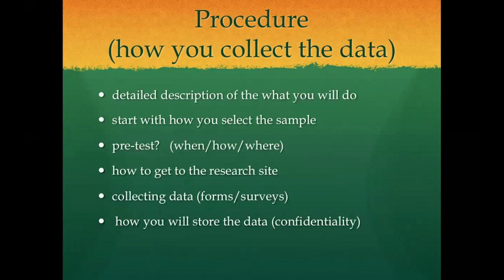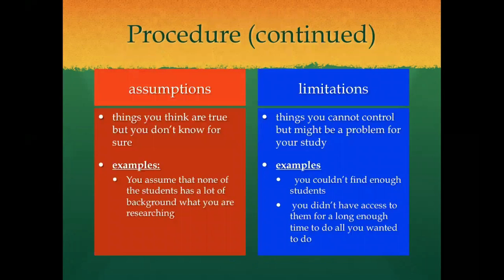The thing you need to look out for when you do your procedure is your assumptions and your limitations. So when you do a research group, you need to be careful that there are things that you think are true, but you don't know for sure. So for example, you may assume that none of the students has a lot of background in what you are researching. So if you randomly went into a school and chose a bunch of students and randomly assigned them to groups, you might assume that none of them, if you're doing a language research project, come from a family where they already speak the language fluently. If you make that assumption, then your results will be skewed if there are people in the group who speak the language fluently at home.